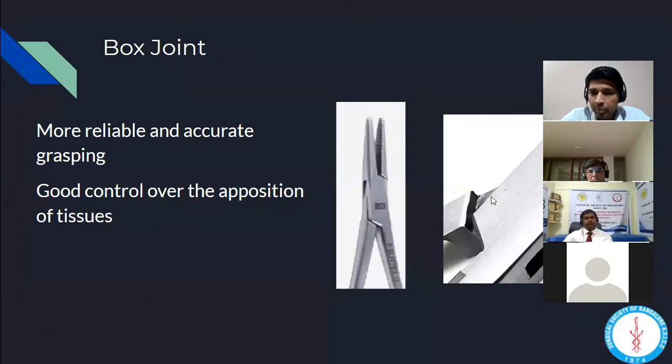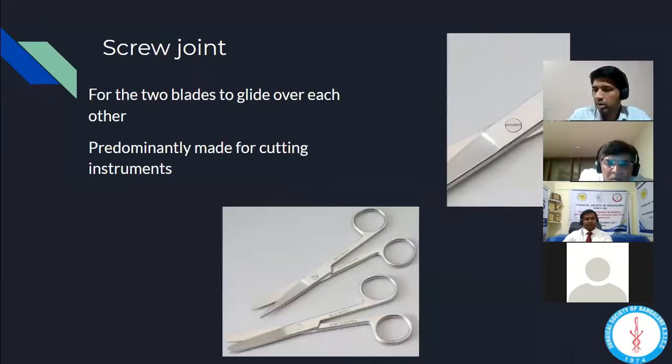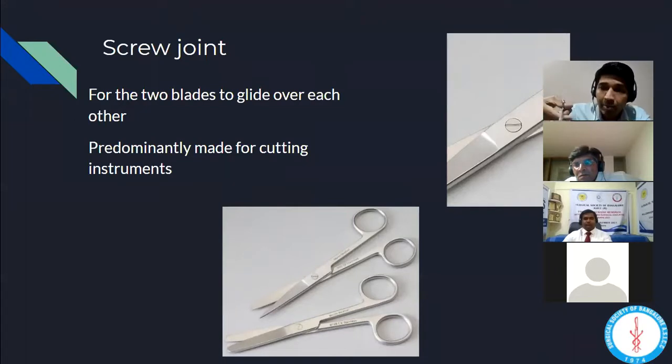Now, the disadvantage being the small crevices in the box joint, where the suture can get stuck, especially in a needle holder, and it can irritate you a little bit. Now, coming to the screw joint, you can see that there is a screw here. Here you can see that the instrument doesn't go one inside the other, but the blades slide over each other. So this is more or less used for cutting instruments where you want the blades to slide over each other and cut. You don't want to grab something with the scissor, but you want to cut something with the scissor.